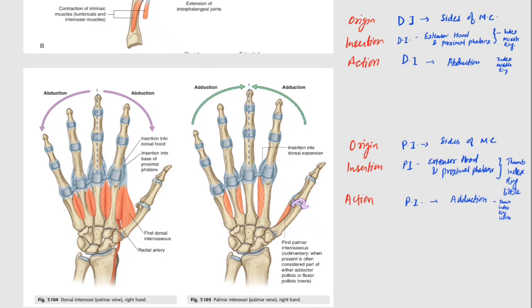Similarly, there are 4 palmar interossei. The first palmar interossei attaches on the ulnar border of the thumb. The second attaches on the ulnar border of the index finger. The third attaches to the radial border of the ring finger. And the fourth attaches to the radial border of the little finger. So it will cause adduction. There is no attachment of palmar interossei on the middle finger. So we can remember that dorsal interossei cause abduction and the palmar interossei cause adduction.